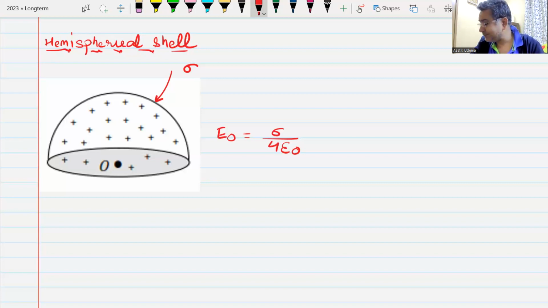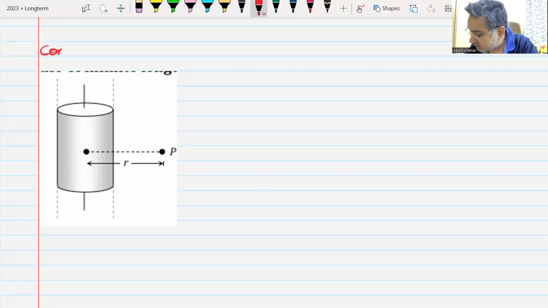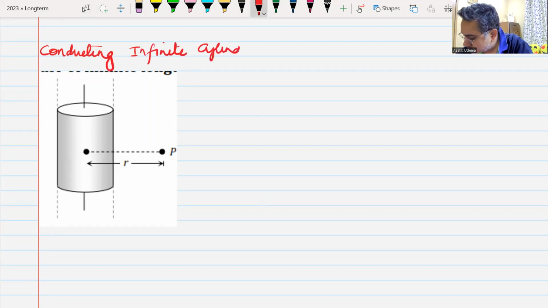Okay, the next one is conducting infinite cylinder. You can write it as conducting infinite cylinder, or conducting or non-conducting cylindrical shell, or conducting slash non-conducting shell.